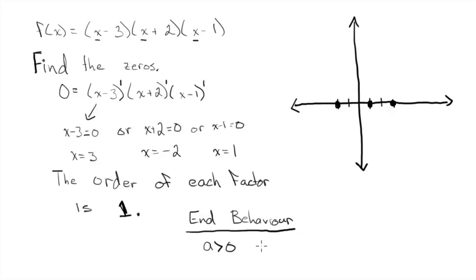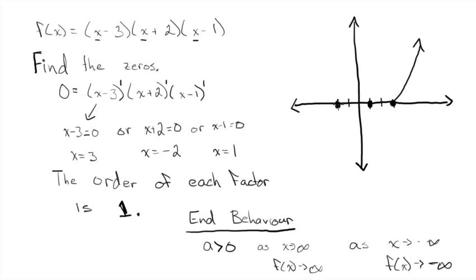Which means our leading coefficient is positive, which means as x goes to infinity, f of x also goes to infinity. And as x goes to negative infinity, f of x also goes to negative infinity. Which means you're going to be doing something like this, and something like this. And now in between we know we're crossing the x-intercepts, so you're going to go up and down and connect these points.